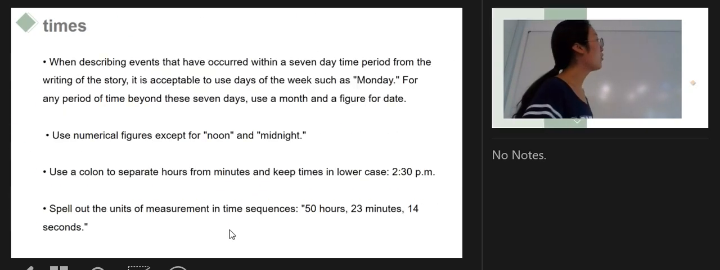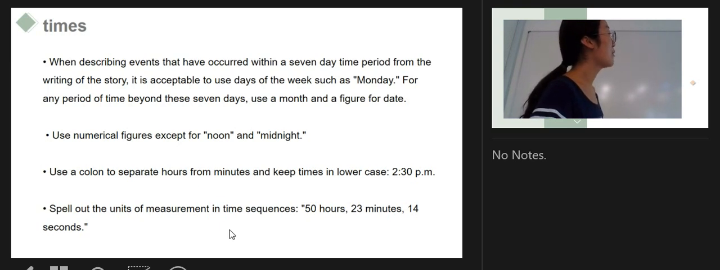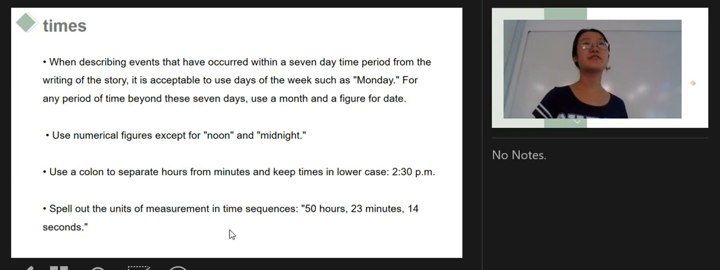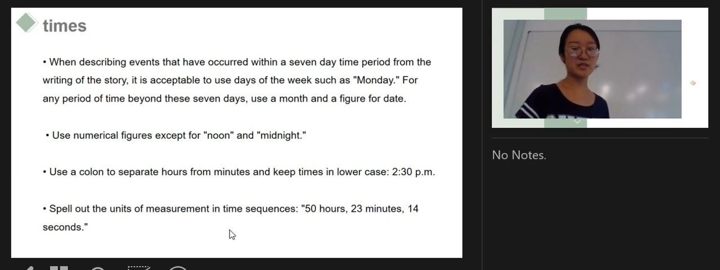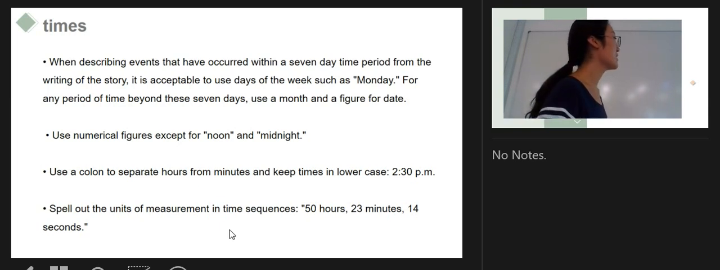And times. When describing events that have occurred within a 7-day period of the time of the writing of the story, it's acceptable to use days of the week, such as Monday. For any period of time beyond these 7 days, use a month and a figure for the date, and use numerical figures except for noon and midnight. Use a colon to separate hours from minutes, and keep a.m. and p.m. in lowercase. And spell out the units of measurement in this sequence.